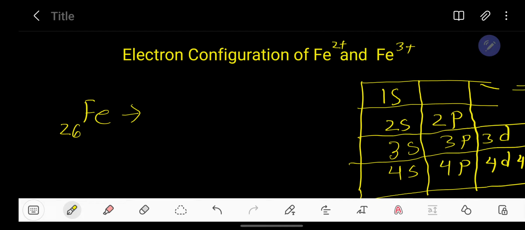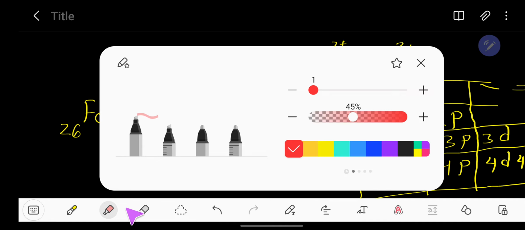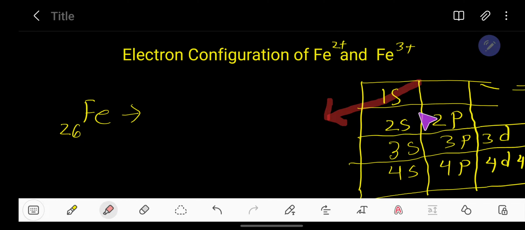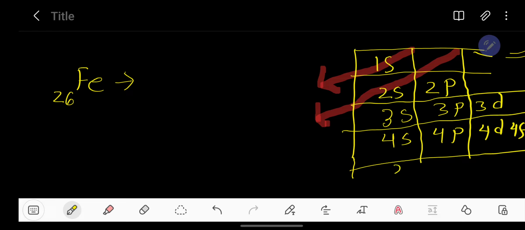Now look, to do the electron configuration, we'll draw a line at a 40-degree angle like this. Our s subshell can take a maximum of 2, the p subshell can take a maximum of 6, d can take 10 and f can take 14.